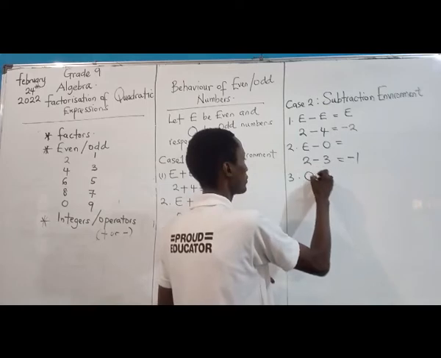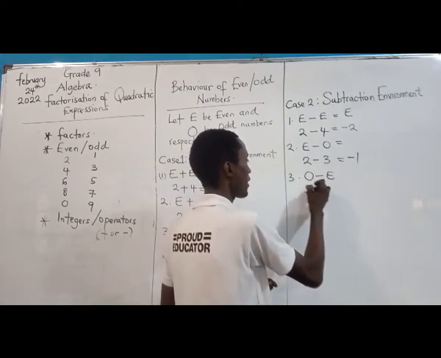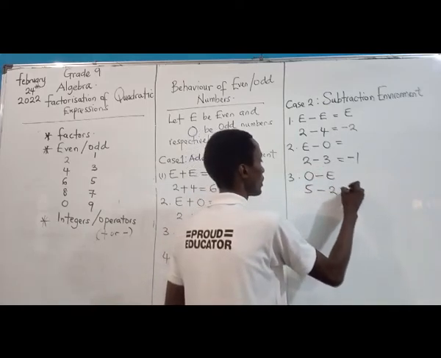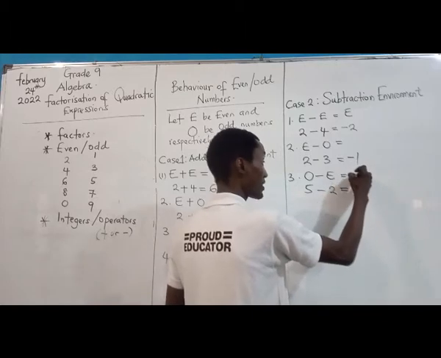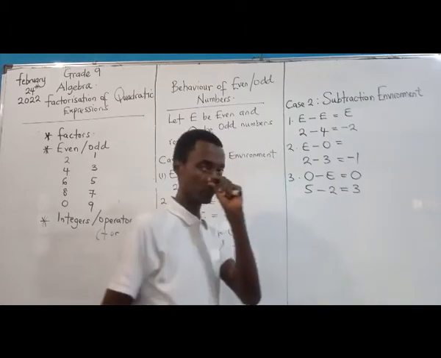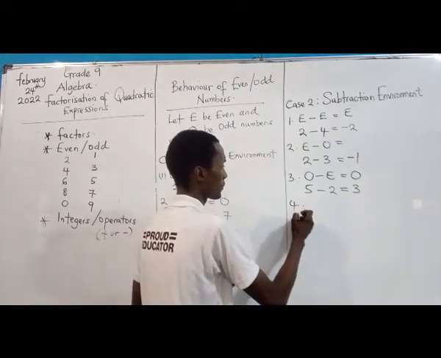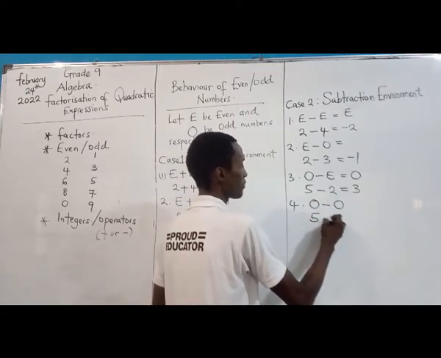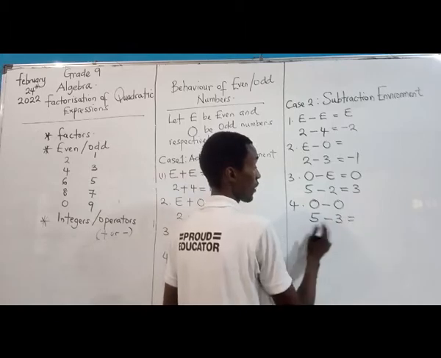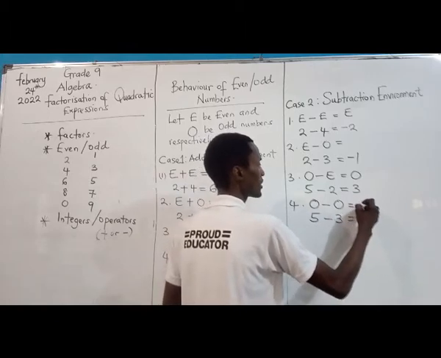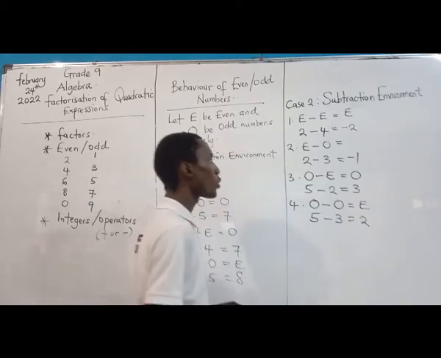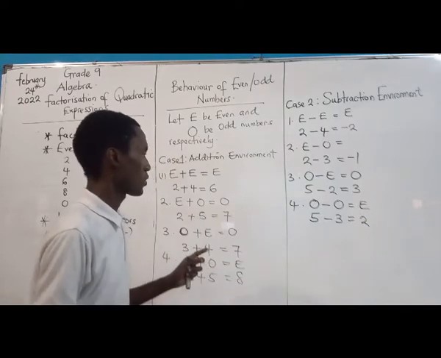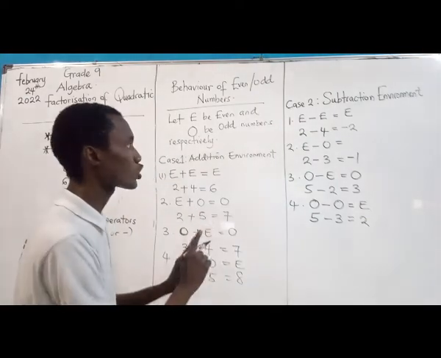Now let's take 3. Let's say I take odd minus even. So let's say 5 minus 2. That will be 3. So that means the answer must be what? Odd. Now let's go to number 4. I have what? Odd minus odd. I take 5 minus, let's say 3. 5 minus 3 is what? 2. So the conclusion is that it is what? Even.